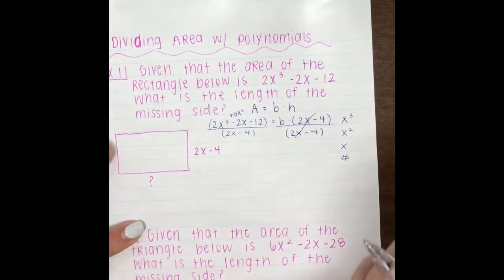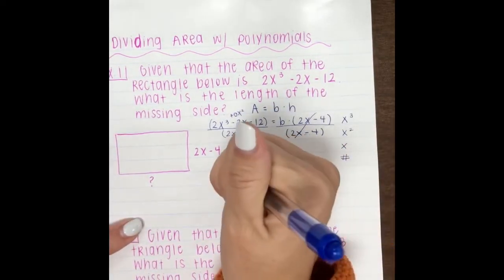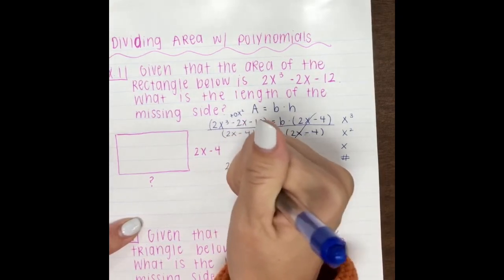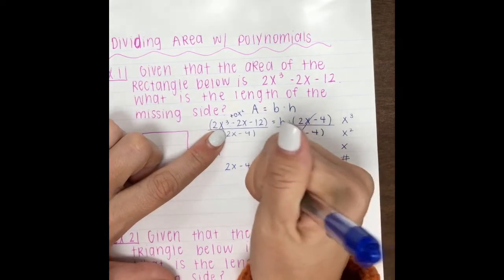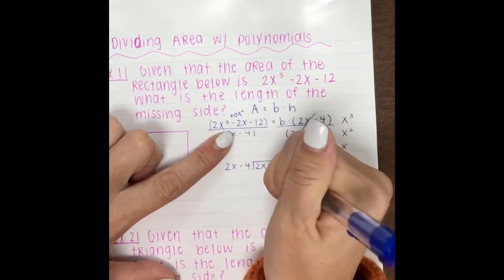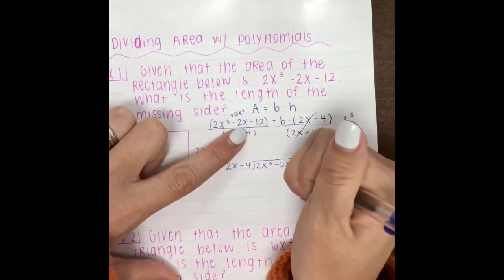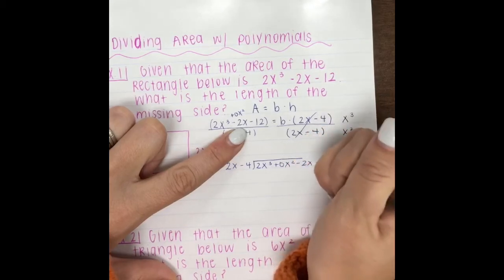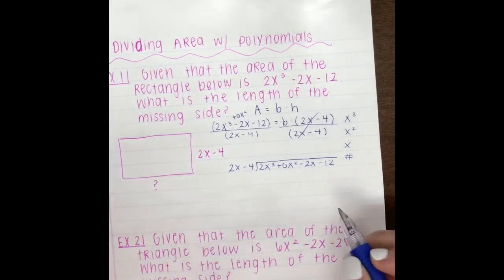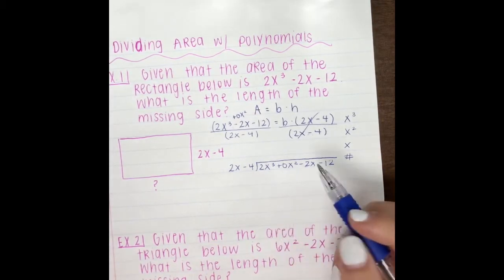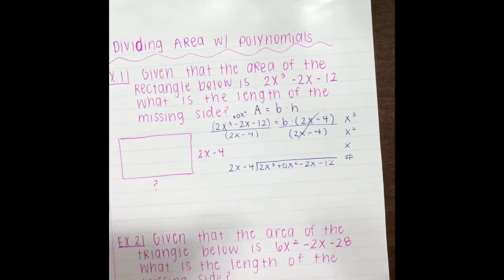So we're gonna do, I hope I have enough room. We're gonna do 2x minus 4 divided into 2x cubed plus 0x squared minus 2x minus 12. Okay. So then, remember our steps from yesterday. Our first step is to divide the leaders.